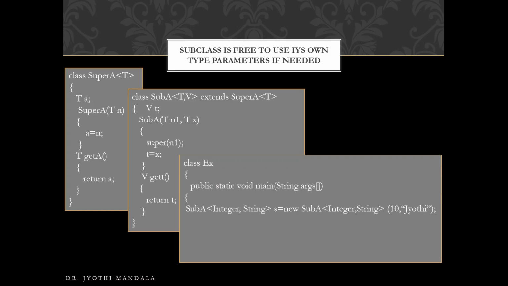So if you see the main method, SubA is requesting two type parameters, so I am passing Integer and String. If you are writing 2 here, you need to specify 2. Okay, and you are calling s.getA and you are calling s.getT. You can do that, right? Now if you run this program, this is the output you will be getting.